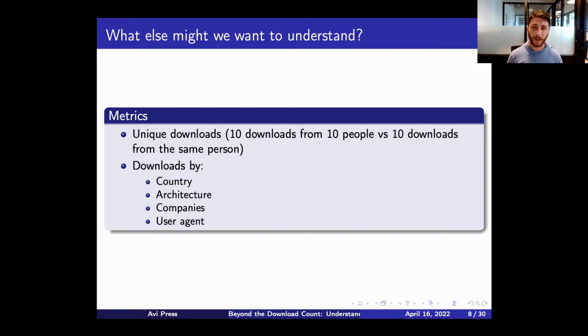One really important thing is understanding uniques. And so overall, the total download count is a very, very noisy metric to have. If you had 10 downloads, did that come from 10 people, or was that one person downloading 10 times? These are very different numbers. We also might want to know the downloads by what country they came from, what architecture they were run on, what companies were behind the download, or other details from the user agent that we might want to understand.